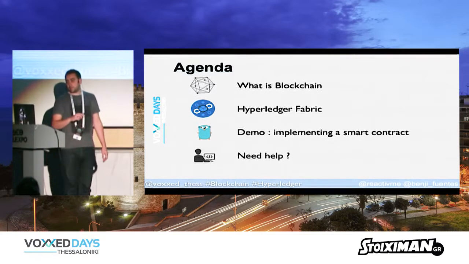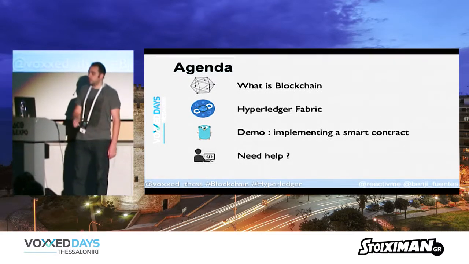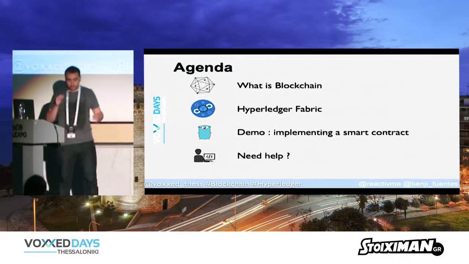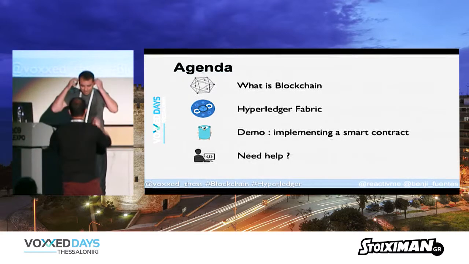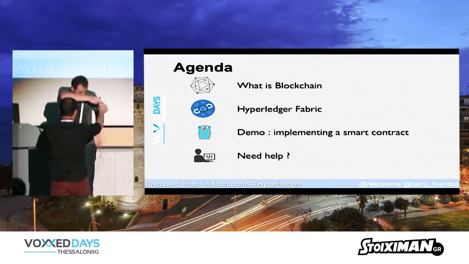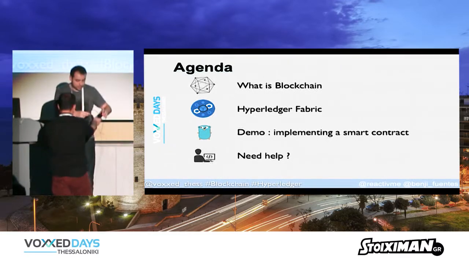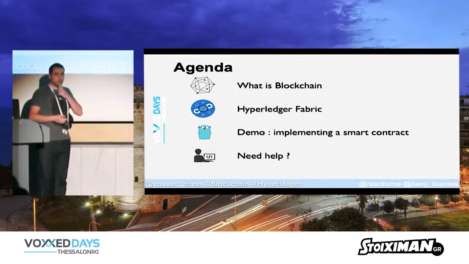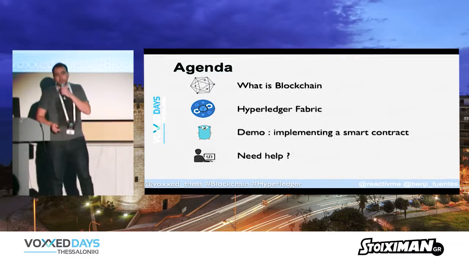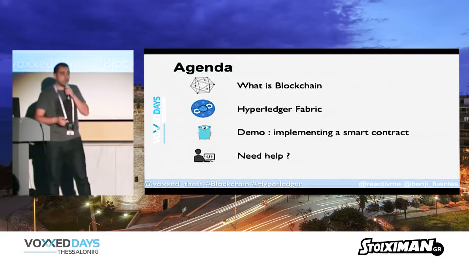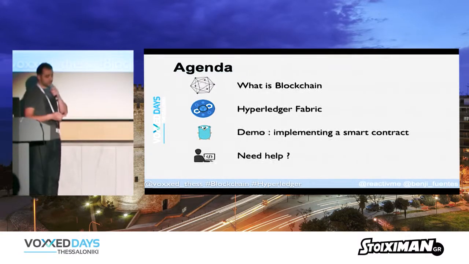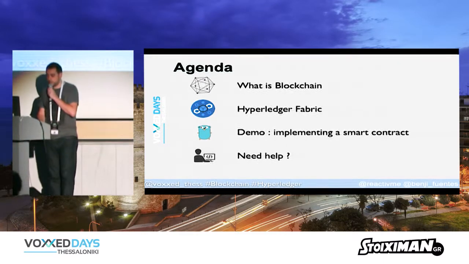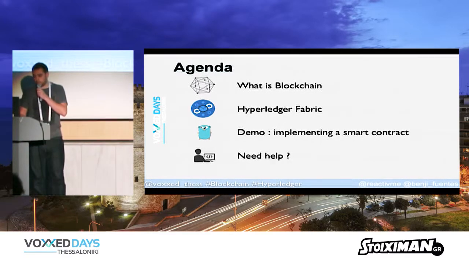So here is the summary. I will start with an introduction on blockchain. Then I will talk about several implementations, but one in particular, Hyperledger Fabric. And then I will finish with a demo implementing a smart contract for the airline industry.